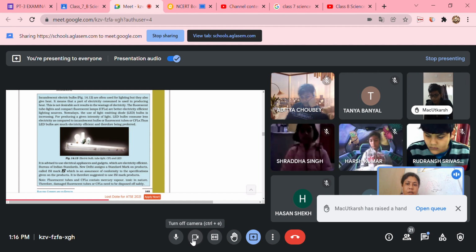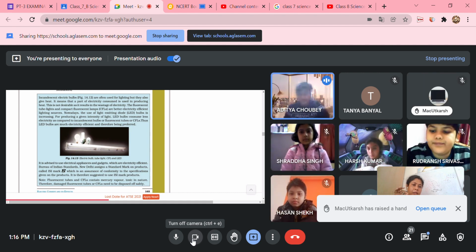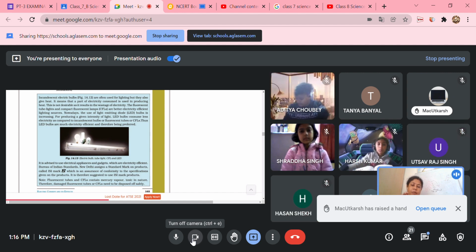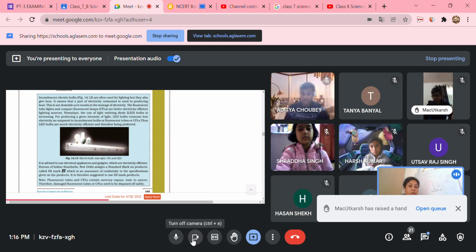An incandescent electric bulb means a bulb through which electricity is passed. Why do those bulbs use lots of energy? What is the reason? When we are just supplying electricity through the bulb, they will first get heated up, and then they will glow. So a huge amount of electric energy will be wasted to make it heat up and then to glow.